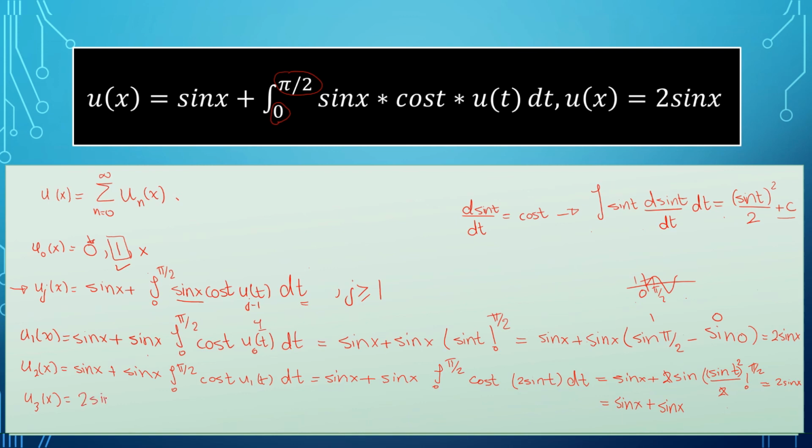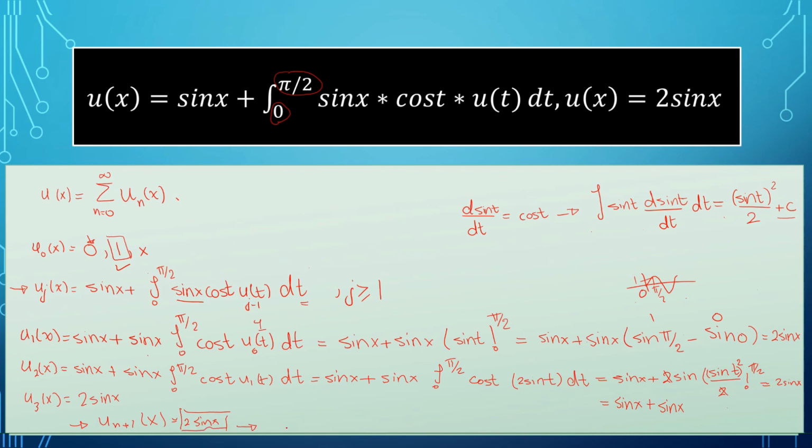Okay, if you get u3 of x also, it will give us 2 sine x. So when we write un plus 1 of x, it will be nothing but what? If you can see here, we have u0 is 1, u1 is 2 sine x, u2 is 2 sine x, u3 is 2 sine x. So we guess that un plus 1 of x is equal to 2 sine x, because it's not changing and it's not growing in a certain way. It's just giving you the same answer all the time, over and over again.